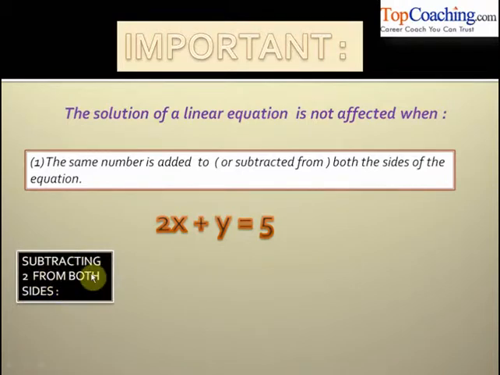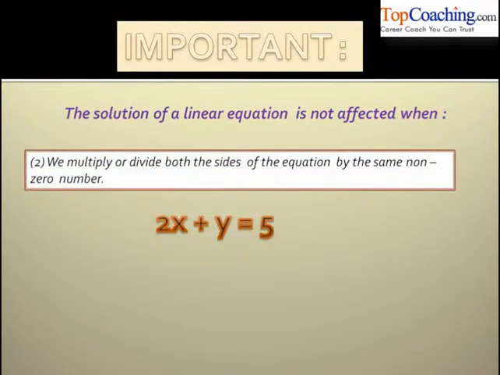Similarly, if we subtract 2 from both sides of the equation, what we get is 2x plus y minus 2 equal to 5 minus 2. Then in the next step, we can write this as 2x plus y equal to 3 plus 2, because this becomes 3, and this when taken to this side would be plus 2, and thus what we get is equal to 5. Thus the final equation remains 2x plus y equal to 5, which is the same as the first equation. Thus if we add or subtract the same number from both sides of the equation, then the equation remains the same, or we can say that the solution of the linear equation remains the same.